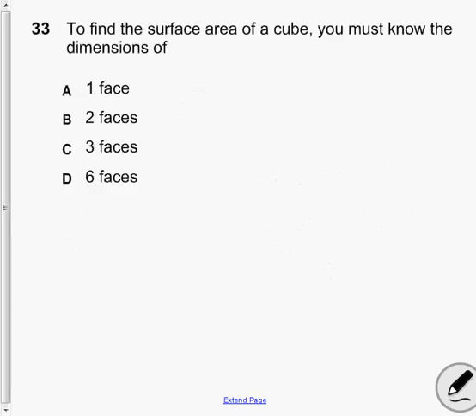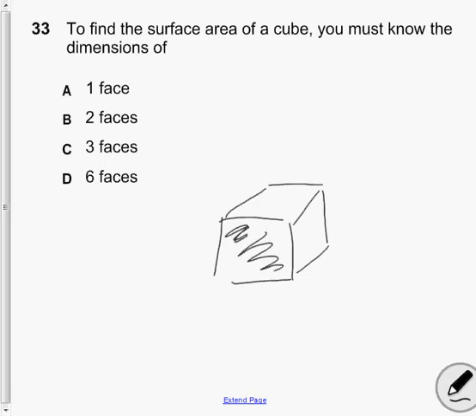Question 33 says, to find the surface area of a cube, you must know the dimensions of. Well, if I think about a cube, all the faces are the same. So if I know the area of one face, all I have to do is multiply that by 6, and I would know the surface area of the cube. So the answer is I only need to know the area of one face, and once I know that, I multiply by 6 to get the total surface area.